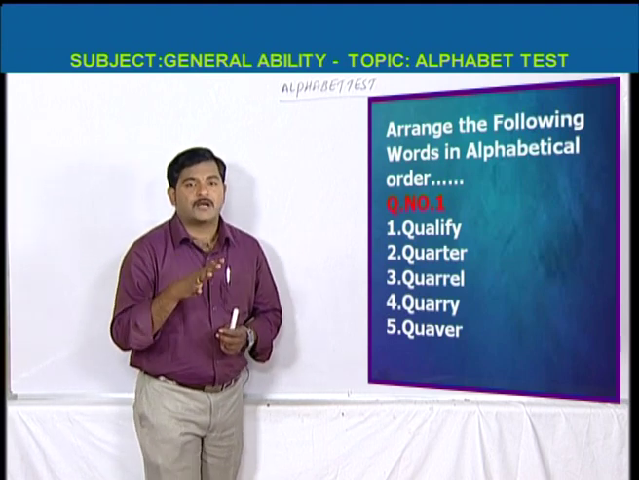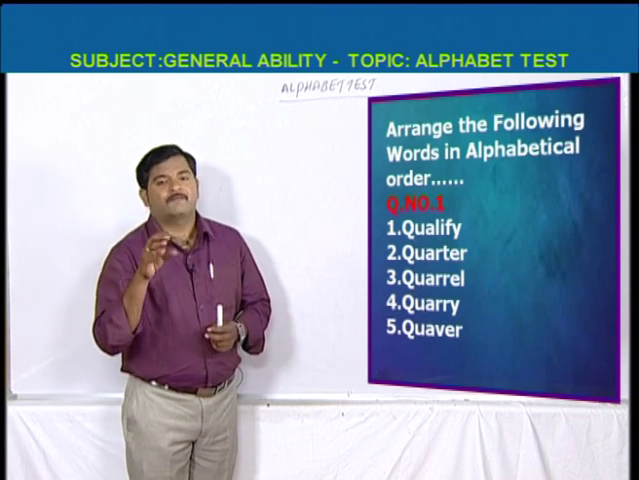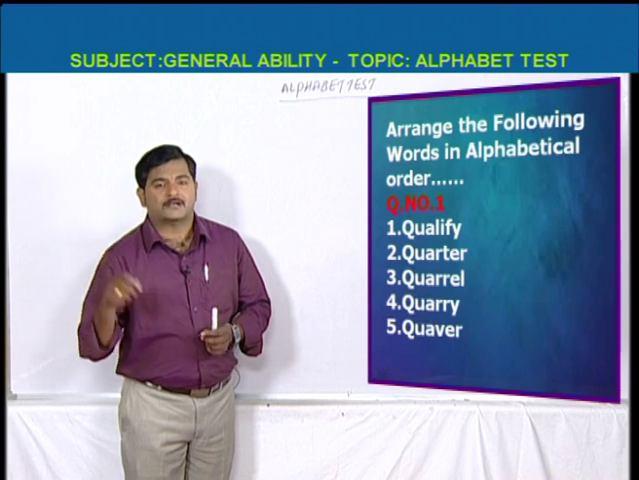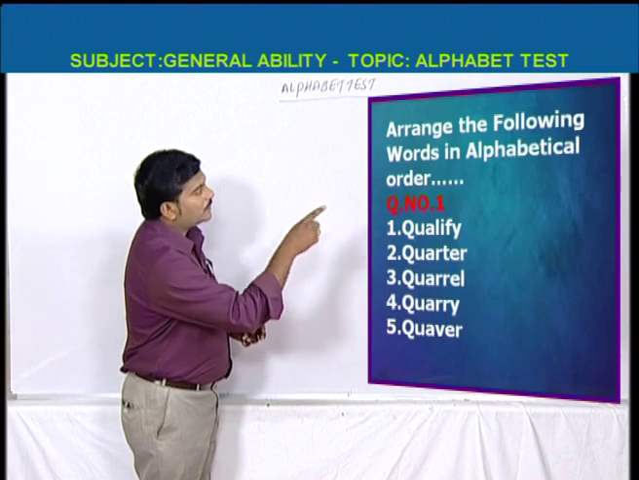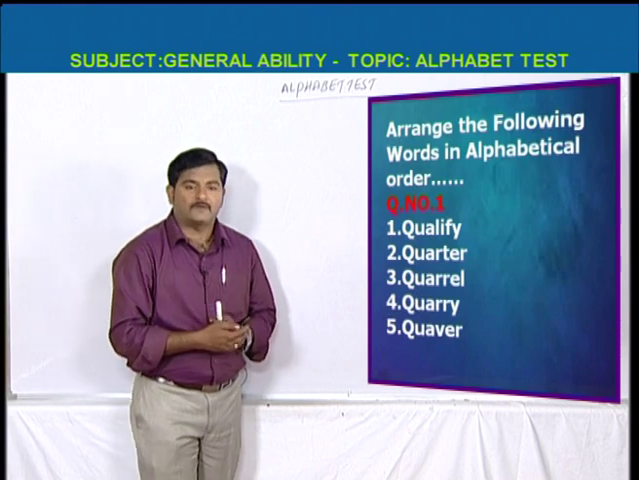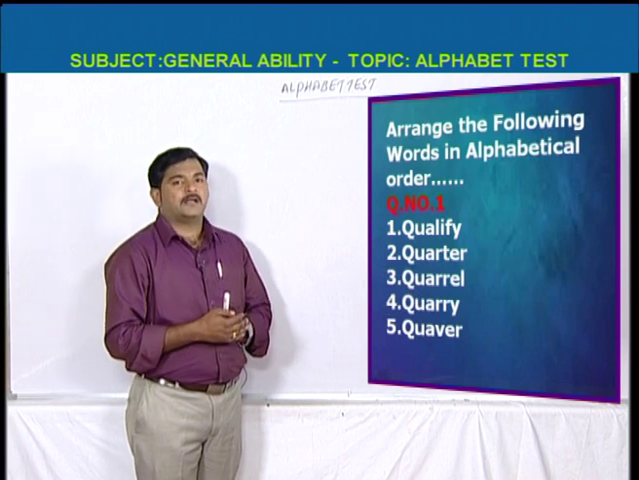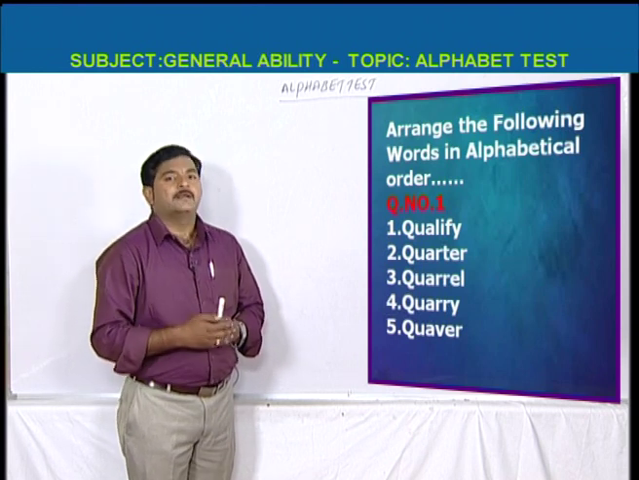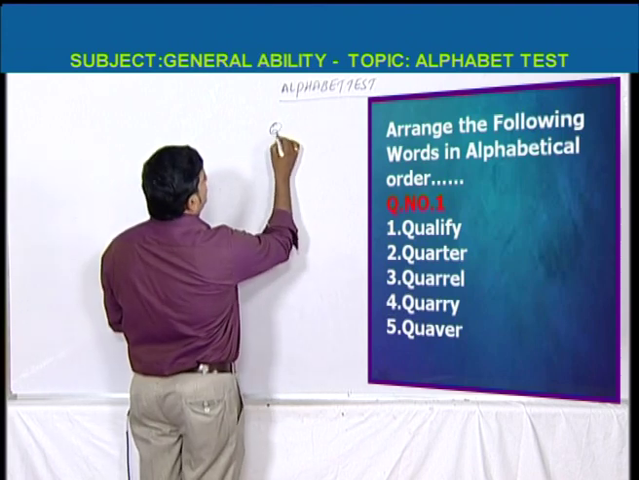My intention is to arrange all the given words in dictionary order. He may give 5, 4 or 6 words. You need to eliminate all common letters in all the given 5 words. QUA is common. So the next letter in the first word is L. In the second word it is R. In the third word, again R. In the fourth word, again R. In the fifth word, V. Right after QUA.